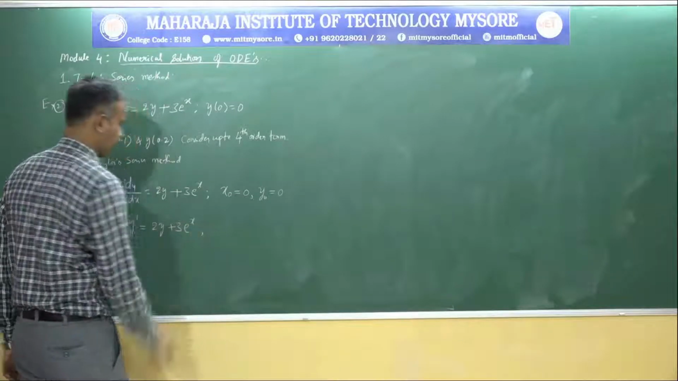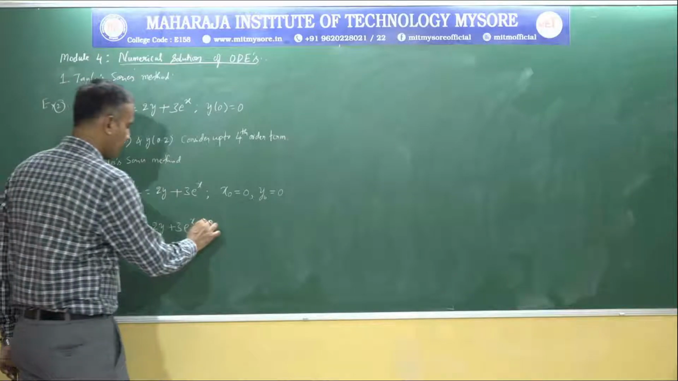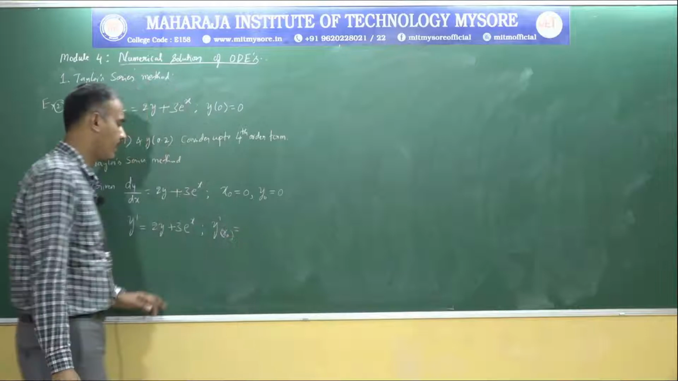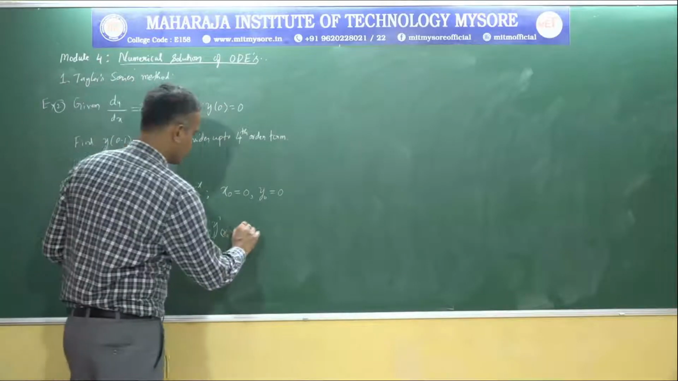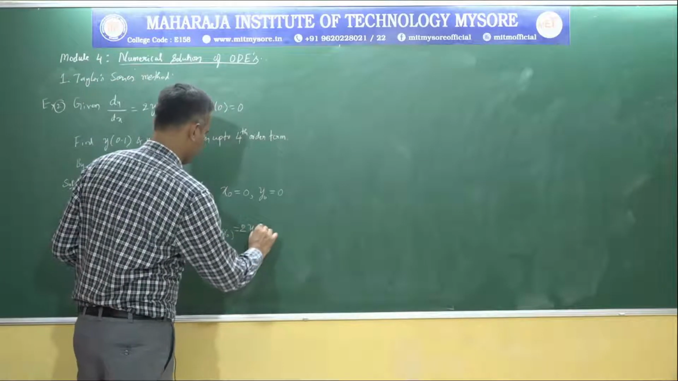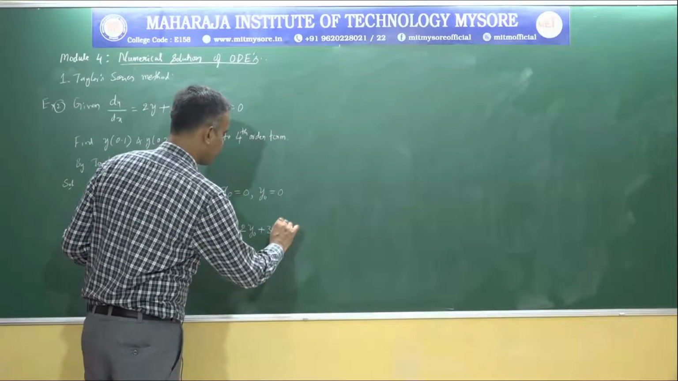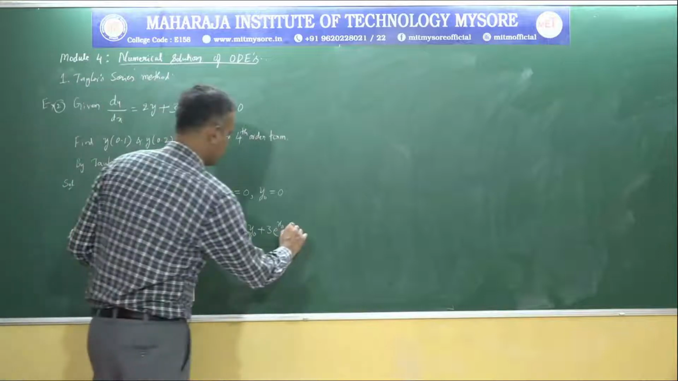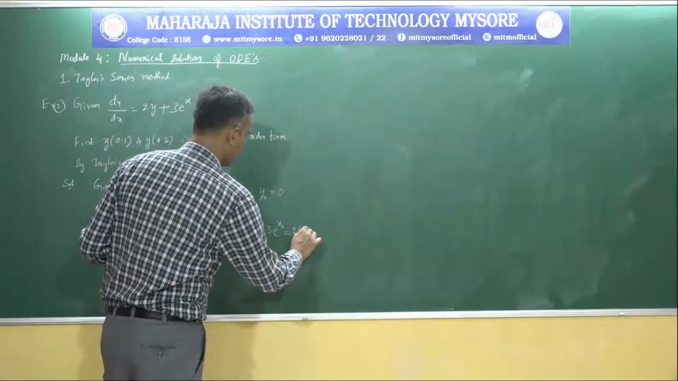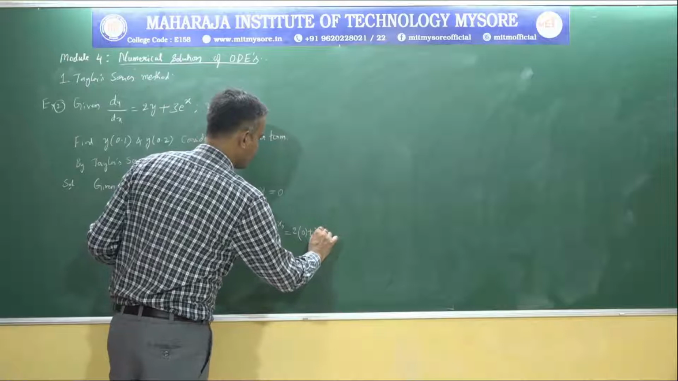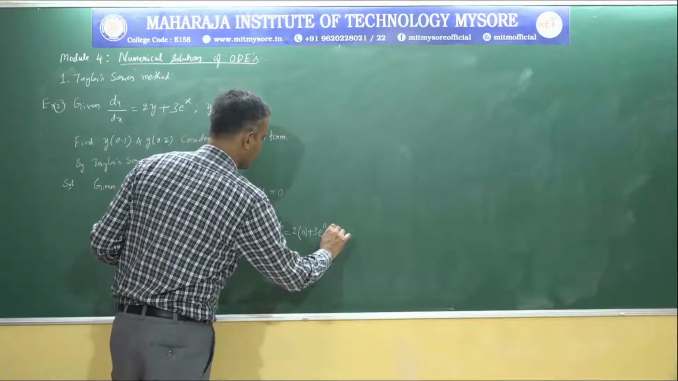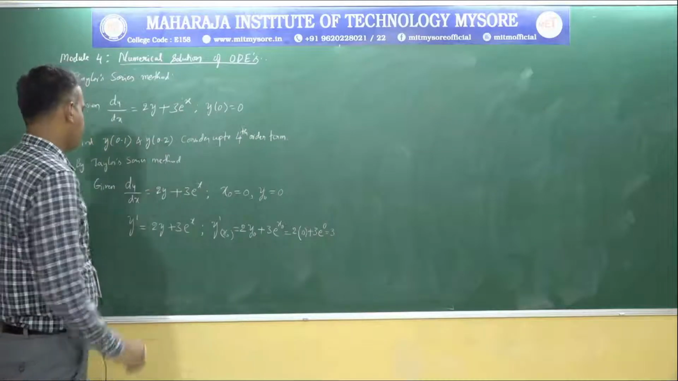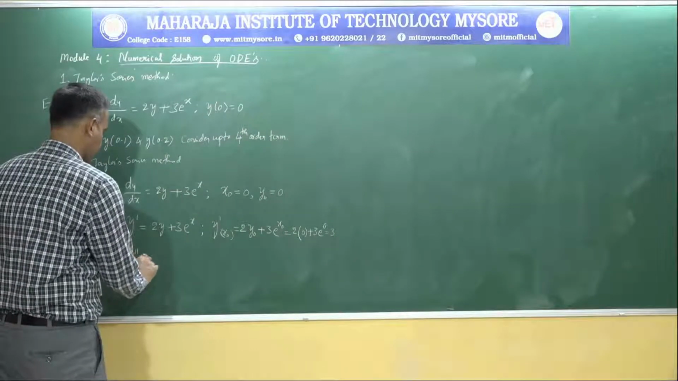First, y dash is equal to 2y plus 3 into e power x. Now assign the initial condition: y dash of x naught means 2 y naught plus 3 into e power x naught, which is 2 into y naught, 0, plus 3 into e power 0. Now we obtain the answer 3.